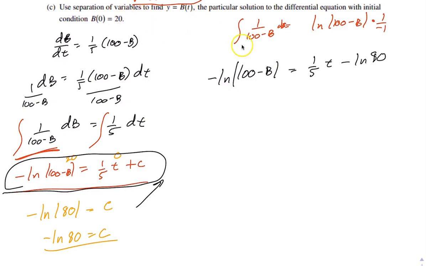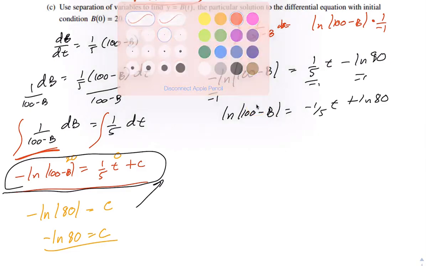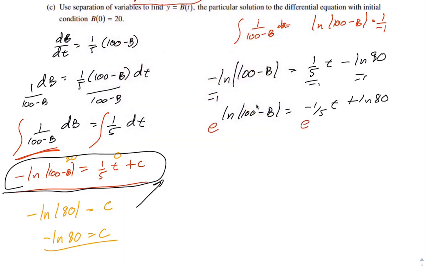Now for the final point, we have to get b by itself. It's a natural log, so it's never pretty. You have to get rid of the negative first. So let's divide everything by -1. So I get natural log of 100 minus b equals -1/5 t plus natural log of 80. Next, we have to get rid of that natural log, so we'll take e to both sides. So I get 100 minus b equals e to the (-1/5 t plus natural log of 80).